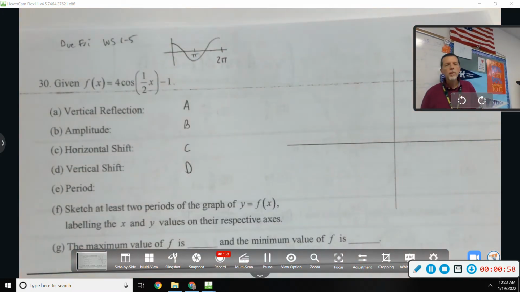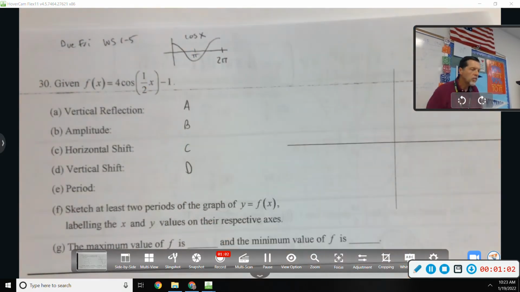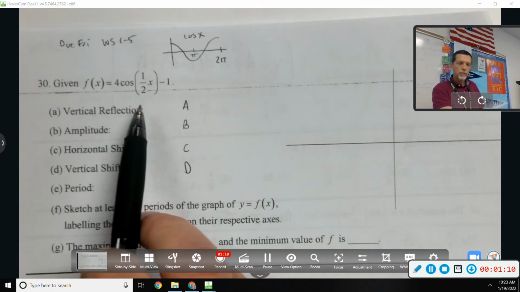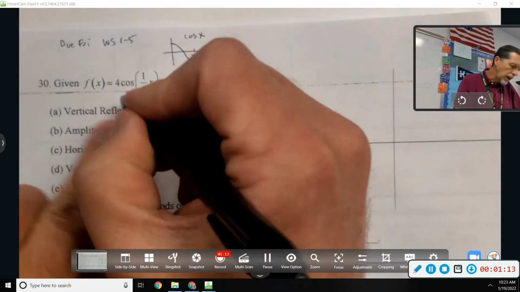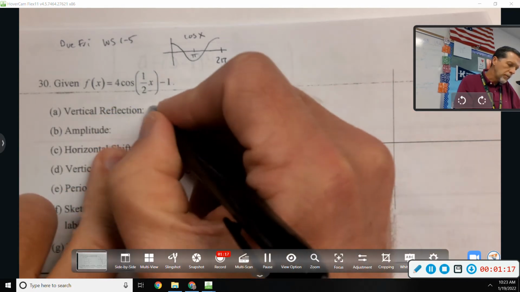So period for cosine is 2 pi. Starts at a max, ends at a max. So that's what my graph should look like, although it's going to be stretched and moved. All right, A is 4, so amplitude is 4. It's not flipped.